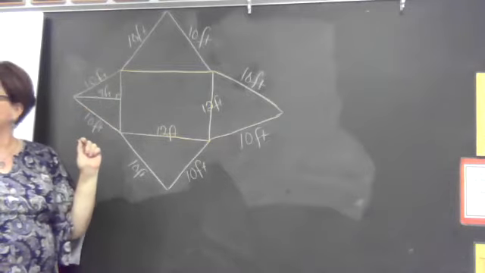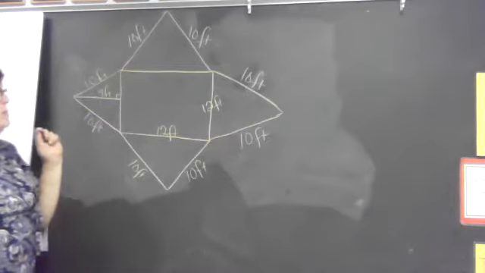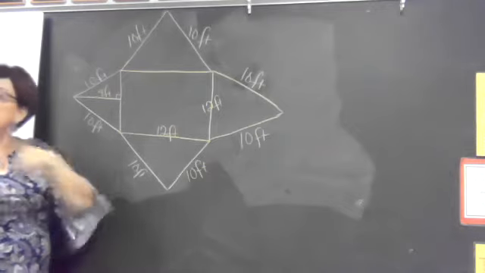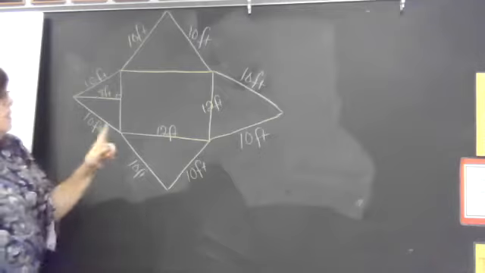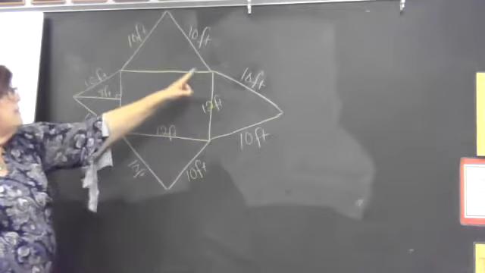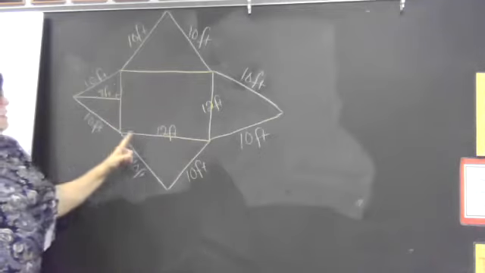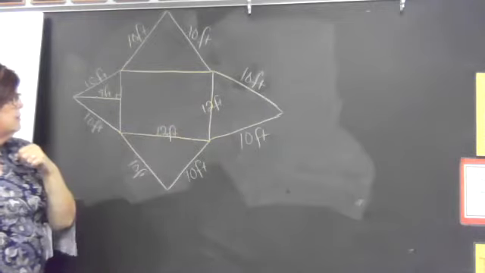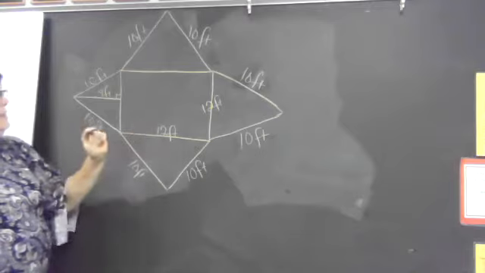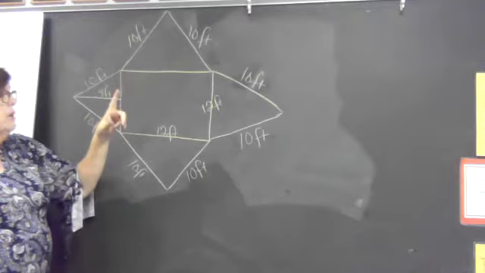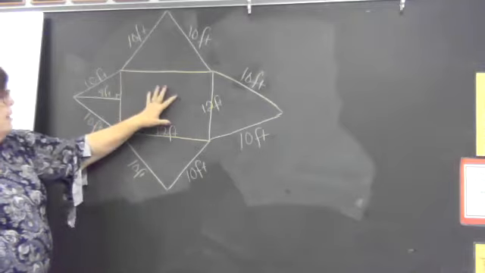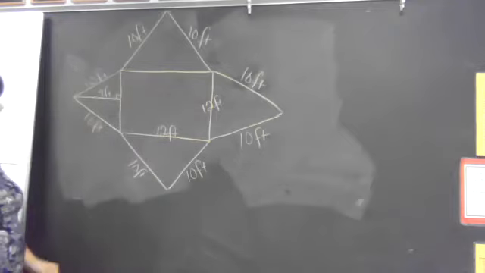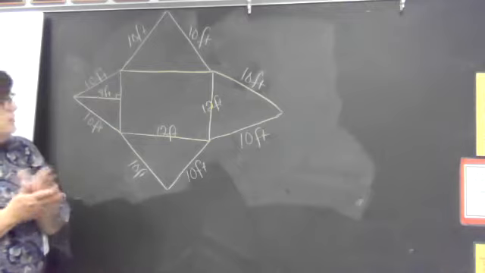Now, what's the shape of the base? Look at the dimensions. It's a square, because all the sides are equal. They may not look like it in the drawing, but we go by what this says, not my drawing. So this particular figure is called a square pyramid. Now we're supposed to find the surface area.